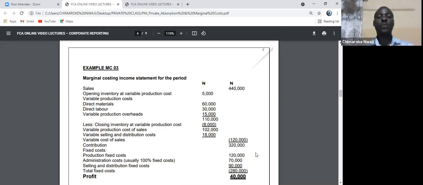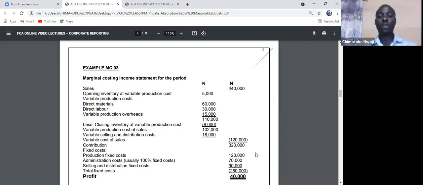Now, when we have that, we add them together from opening stock down to variable production overhead, and we get 110,000 naira. Then we now less our closing inventory. Now, this is at variable production cost. So when we less it, we now have 8,000 naira as our variable production cost. So when we less it, we're having 102,000, which is our variable production cost of sales.